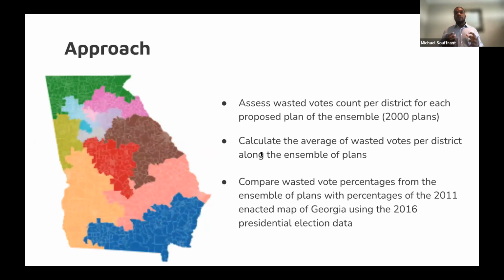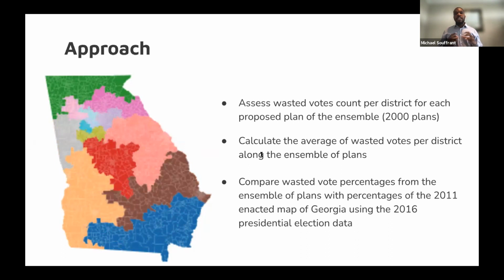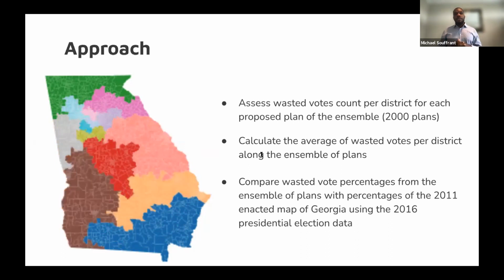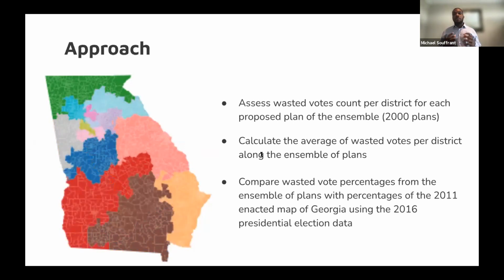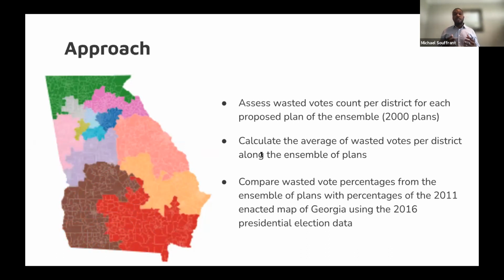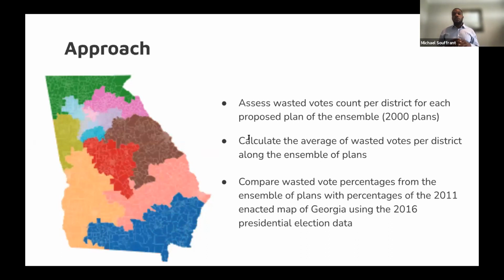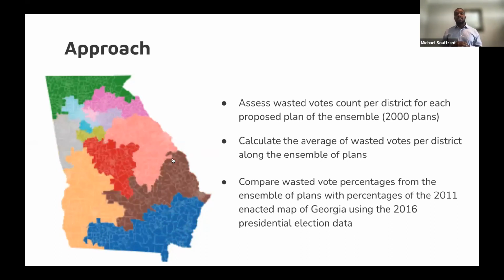Then we measure the wasted votes count per district per party for each plan within the ensemble. We then take a state perspective by calculating the total wasted votes count along the ensemble to generate the percentage of wasted votes for either party. Afterwards, we take a district perspective by averaging the wasted votes count for each district along the ensemble to calculate the percentage of wasted votes for either party. As such, we'll ultimately compare wasted votes percentage with the 2011 enacted plan of Georgia using the 2016 presidential election data.